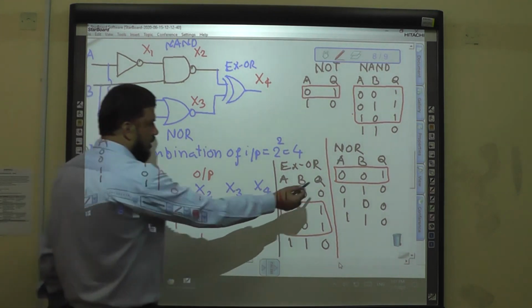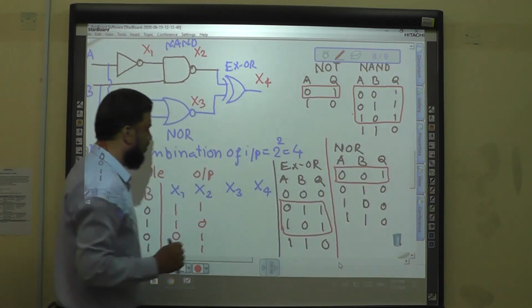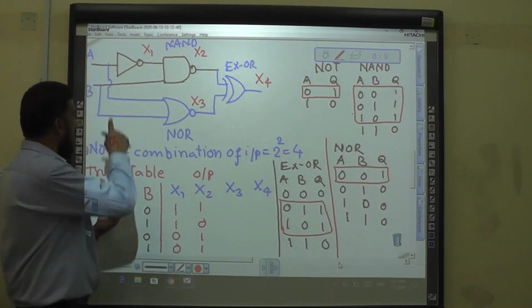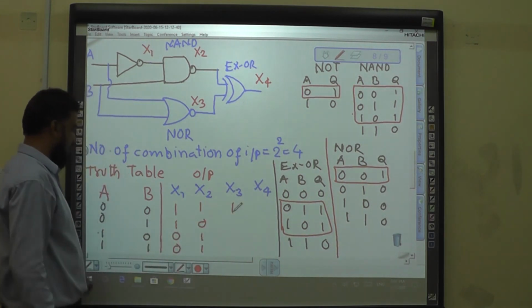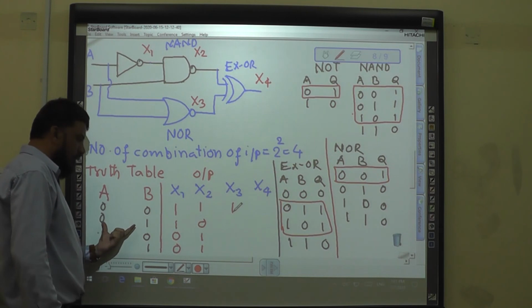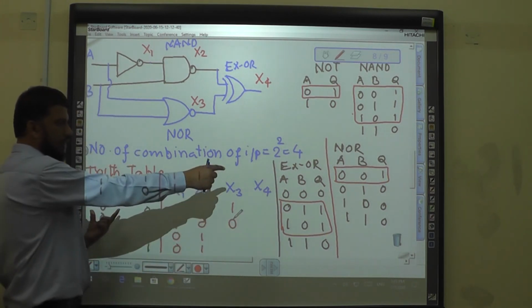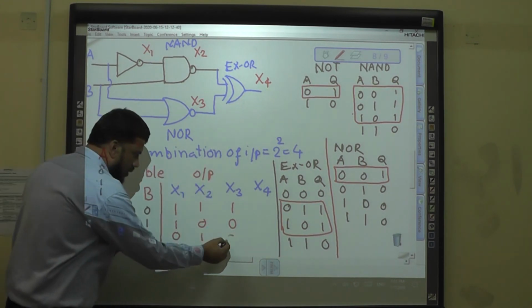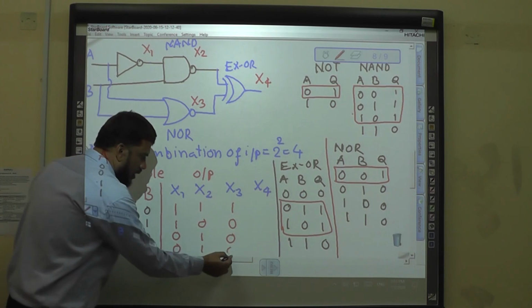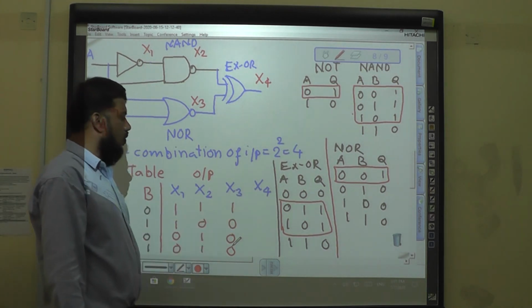So we have to write the output high only when both are 0. So here, A and B 0 0, we write 1. 0 1, we have to write 0, because if any one of the input is high, the output will be 0. Here again 0, here again 0. Okay?